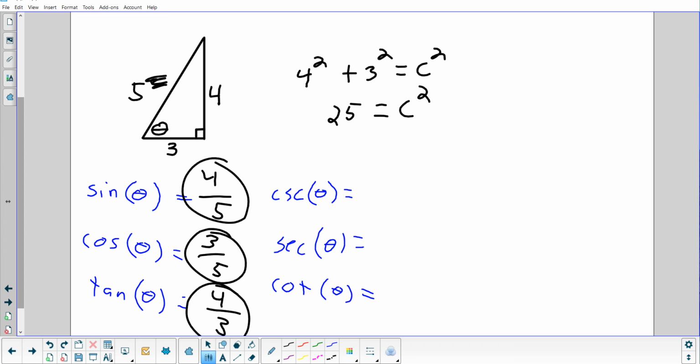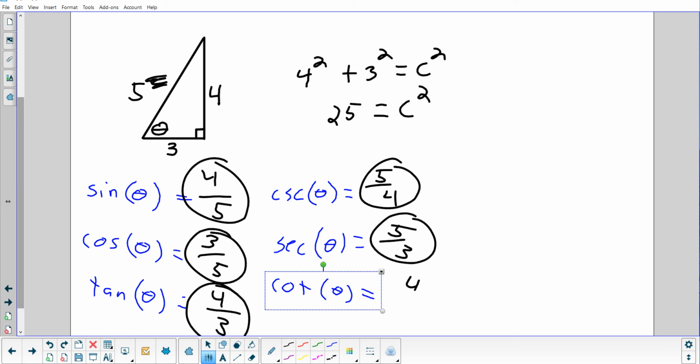What am I going to do with each of those three to get the last three? Don't we have to flip them? Flip them. All right, so very simple. It's going to be 5/4, 5/3, 3/4, sorry.